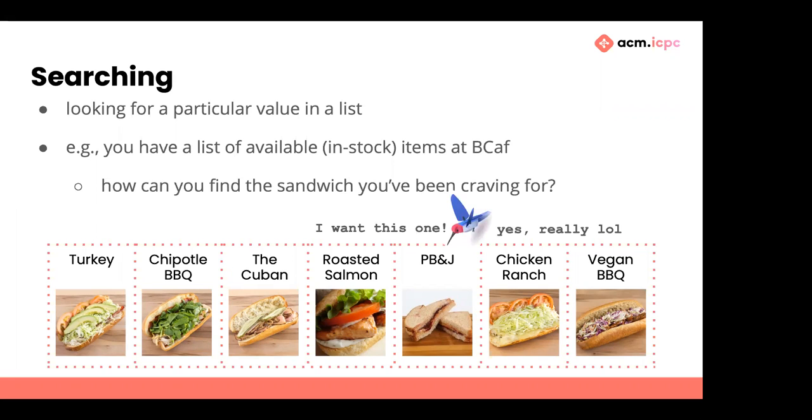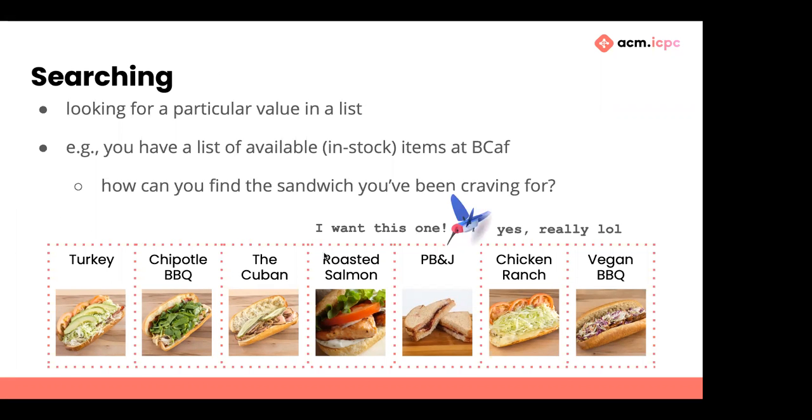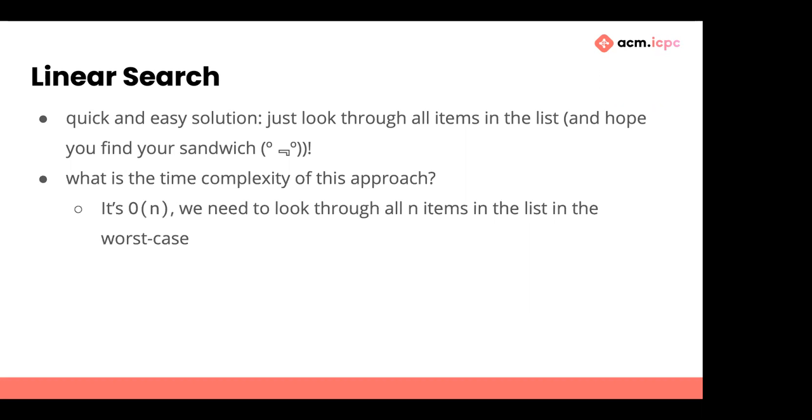Okay, so one quick and easy solution is that you could just look at all the elements. I could look at all the elements from turkey to chicken ranch to vegan barbecue and see if I find the sandwich that I'm looking for. But let's try to look at the time complexity of the solution. In the worst case, I might have to end up looking at all the n sandwiches. So in the worst case, I would have a time complexity of O(n).